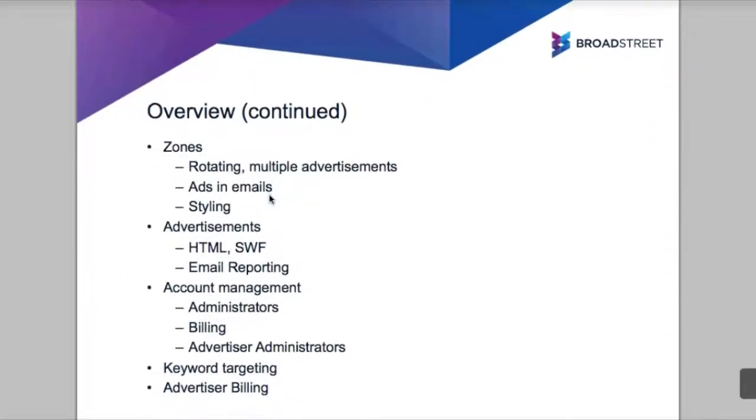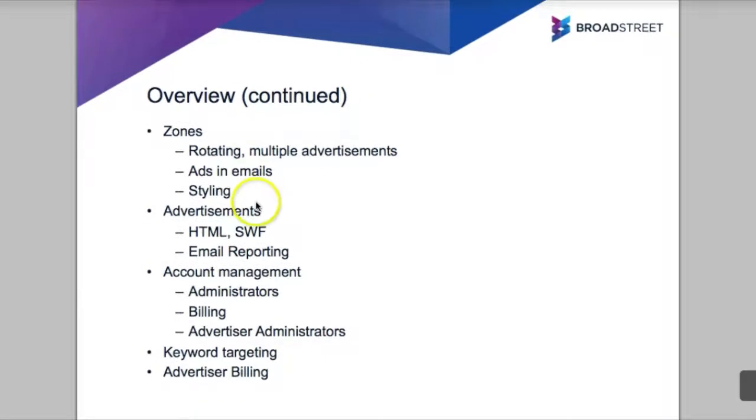Then we're going to get a little deeper, and we're going to look at specific features like zones and say, how can I create a rotating slideshow-like zone, or how can I put multiple advertisements in a zone? How can I make ads run in newsletters? We'll also go into advertisements, the different advertisements that Broadstreet can serve. Account management, meaning adding administrators to your account or maybe sub-accounts such as advertisers. And then we'll get into some lesser used but very useful functionality like keyword targeting and advertiser billing.